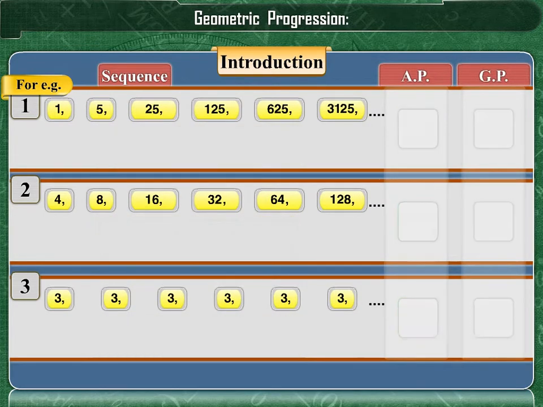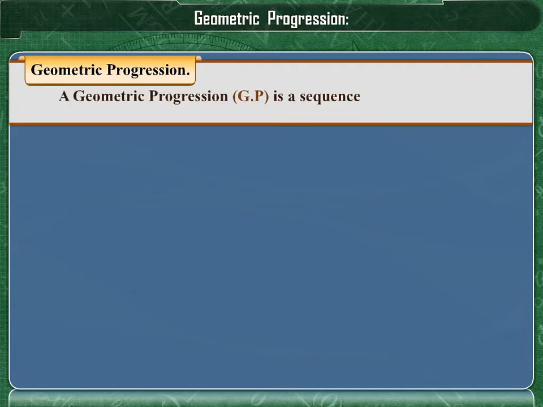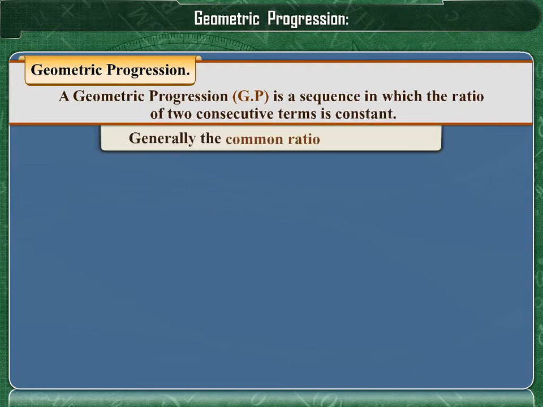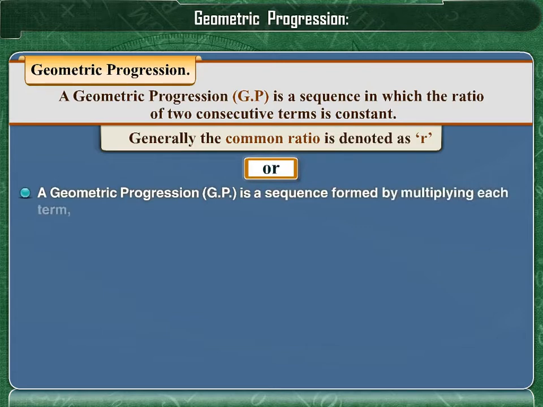Let us now define geometric progression. A geometric progression is a sequence in which the ratio of two consecutive terms is constant. Generally, the common ratio is denoted as R. Or, a geometric progression is a sequence formed by multiplying each term except the first term T1 by a non-zero number R. This number R is called the common ratio.